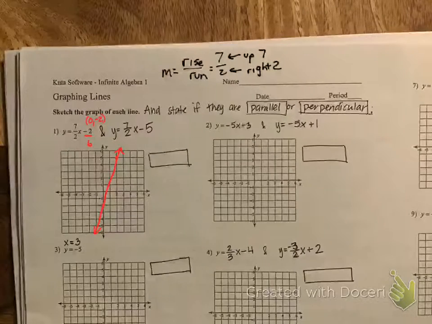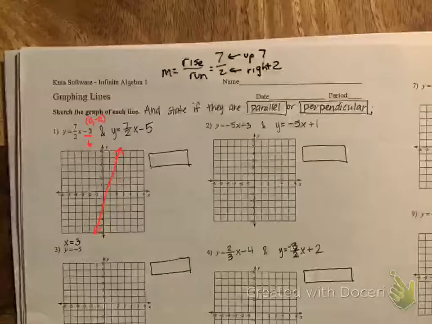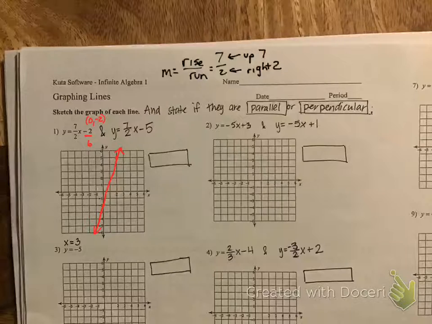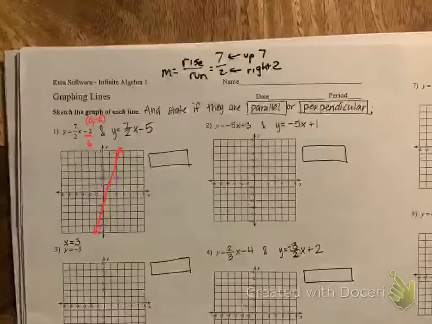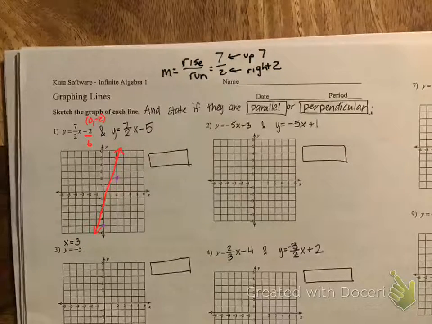Yeah, so the next one with a b value of -5 means we're going to start it at what coordinate? (0, -5). So I'm going to put a different color right here. So (0, -5), but I still have 7/2, so I'm going to do the same thing as before. Up 7, right 2. Puts it right there. And I'm going to try and draw this as straight as I can. Not bad.